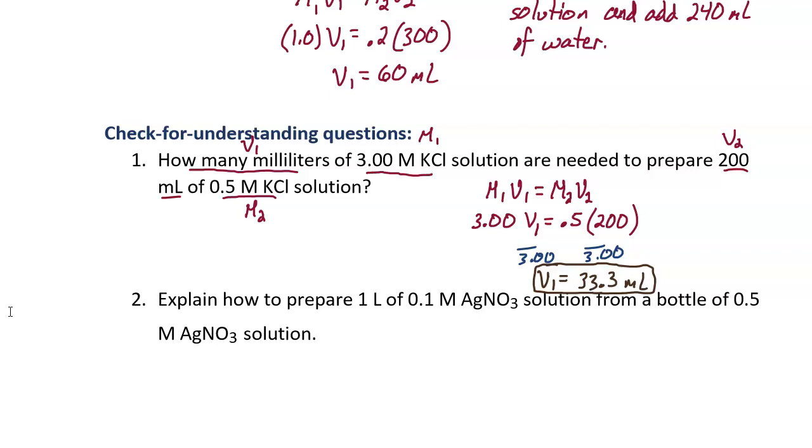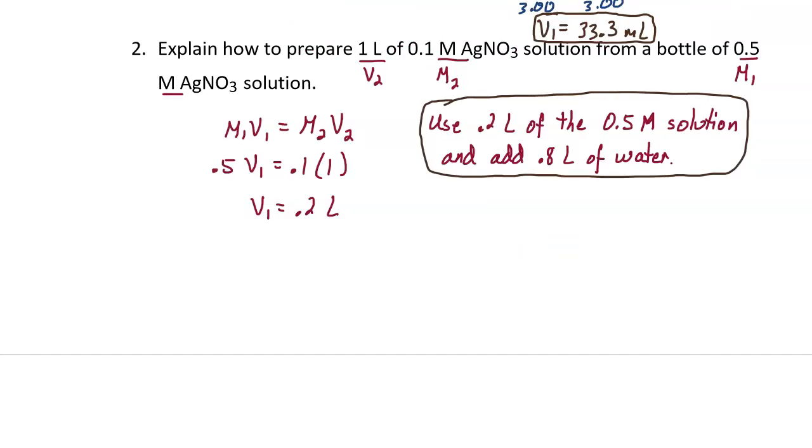Here's number 2 solution. Explain how to prepare 1 liter of 0.1 molar silver nitrate solution from a bottle of 0.5 molar solution. We want to prepare the 1 liter, so that's going to be volume 2. We want the solution we prepare to have this molarity, that's M2. This number here is our original molarity. It's what we're starting with. And it doesn't explicitly even mention the thing that will be V1, but that's what we need to figure out.